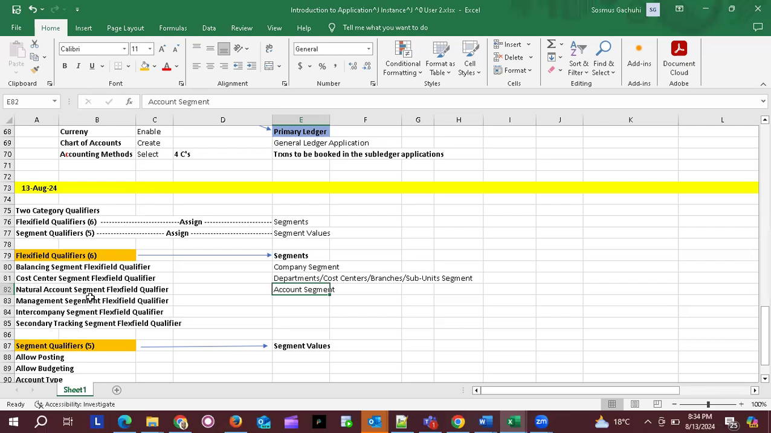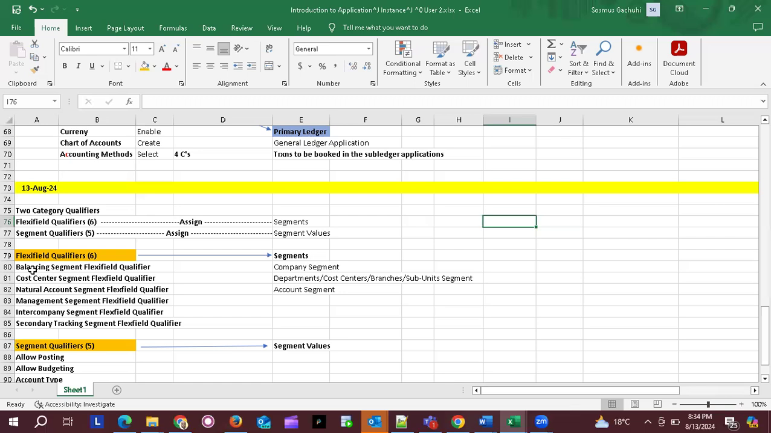For instance, if I assign cost center to the account segment, which characteristics will it take? I'm asking this as a question. Could you come up again?